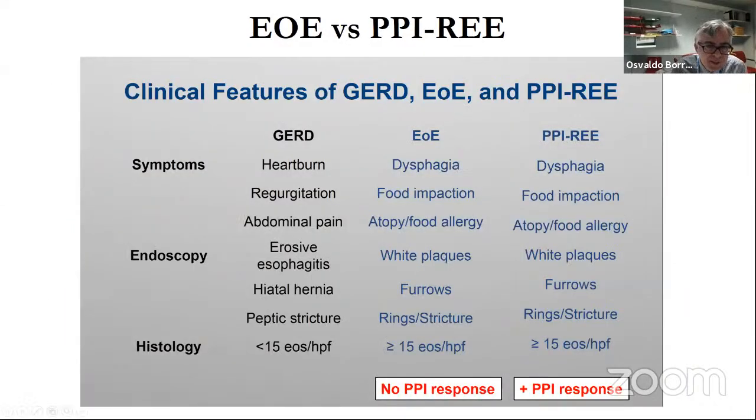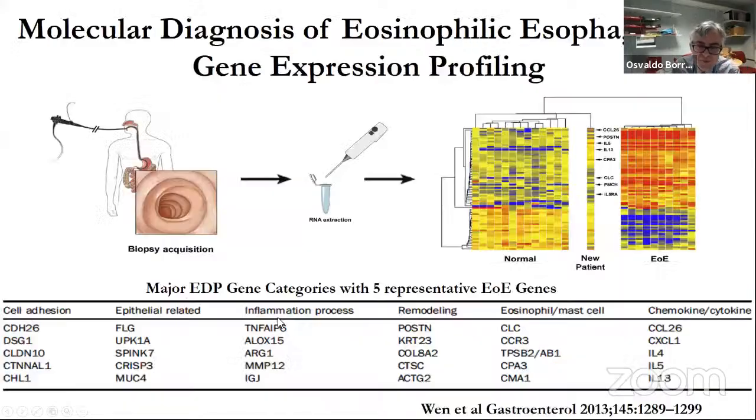Then we also have some clinical features. As you can see here, there are 3 groups: gastroesophageal reflux, eosinophilic esophagitis, and PPI responsive esophageal eosinophilia. Based on a number of studies, they have seen that there was no difference at all between PPI responsive esophageal eosinophilia and eosinophilic esophagitis, and there was a striking difference with patients with gastroesophageal reflux disease.